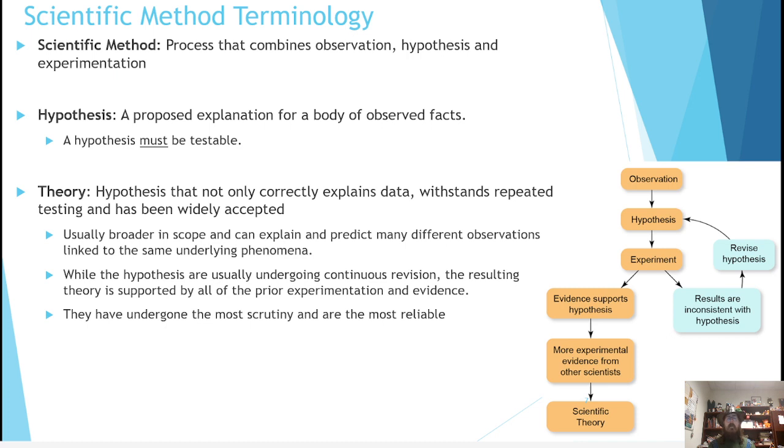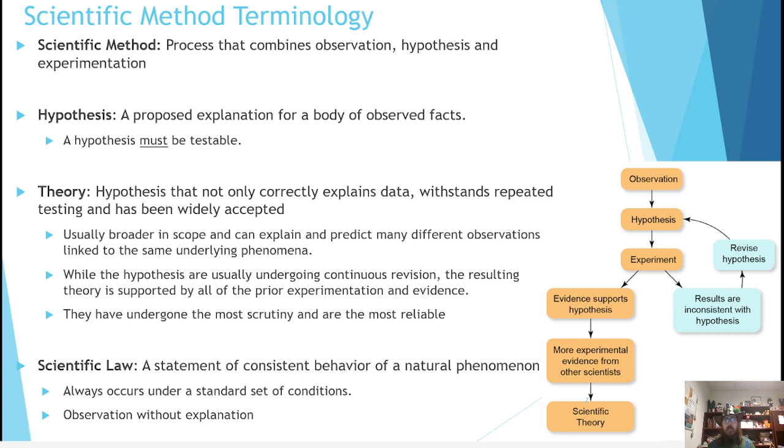Now, while the hypotheses are usually undergoing continuous revision, the resulting theory is supported by all the prior experimentation and all the evidence. It's not going to be a theory if there's a glaring flaw that is not being explained. Typically, a theory has undergone the most amount of scrutiny and thus is the most reliable.